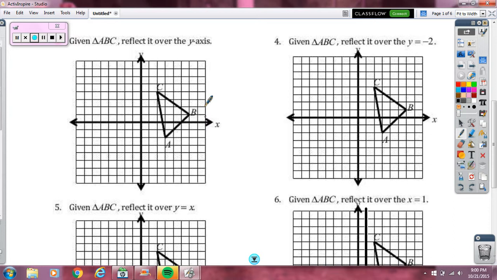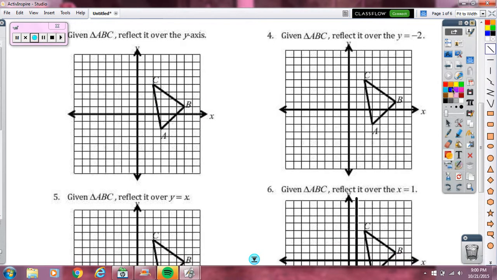Alright, so some reflections. I've got this original shape and I'm reflecting over the y-axis. Let's make my line of symmetry maybe a different color. So my line of symmetry right here, the y-axis.